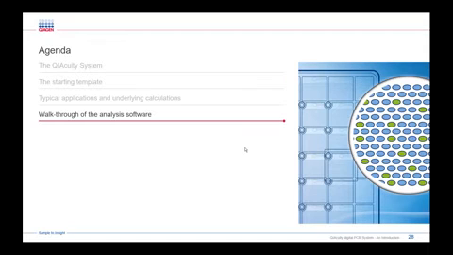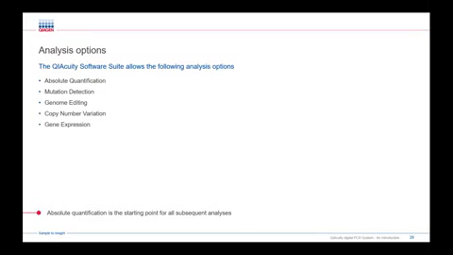In the last part of my presentation, I would like to walk you through the various analysis modules and displays of the QIAcuity software. I would like to demonstrate the various ways how dPCR results can be displayed. In this webinar, I will focus on absolute quantification, since the subsequent analysis modules will be explained in dedicated webinars anyway. And don't forget, absolute quantification is the starting point for all subsequent analyses.